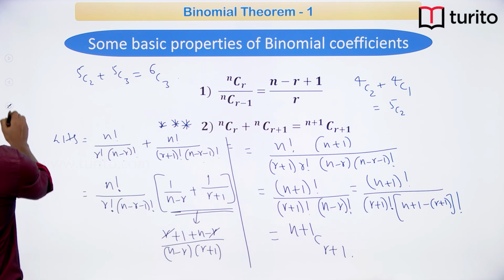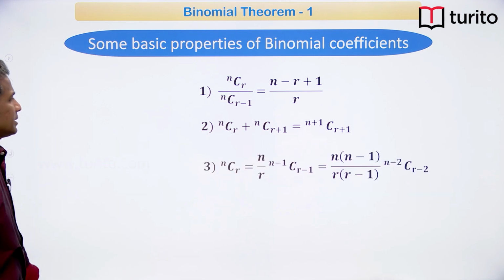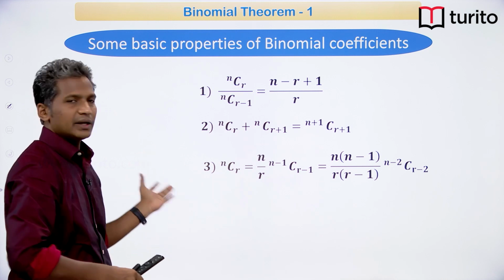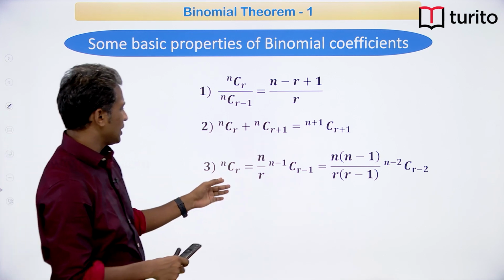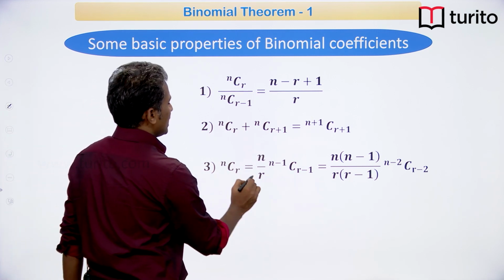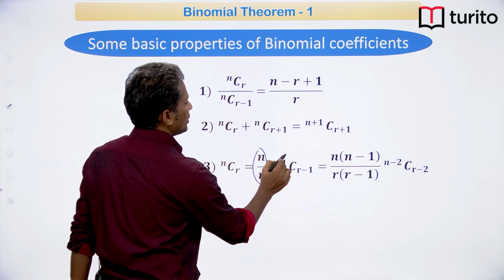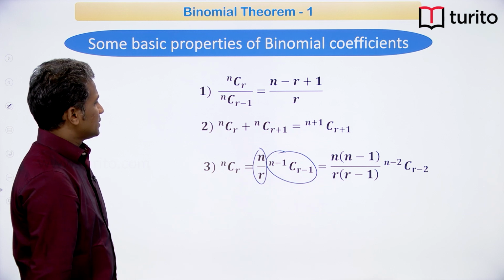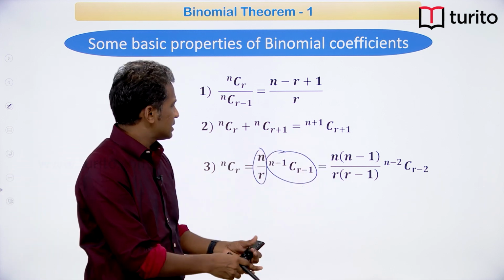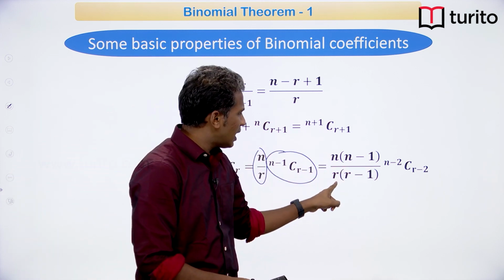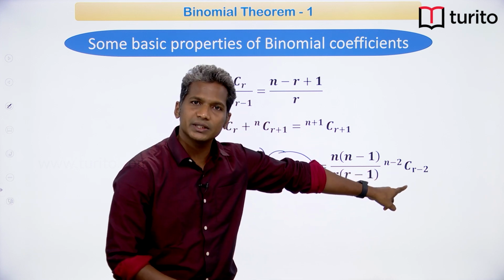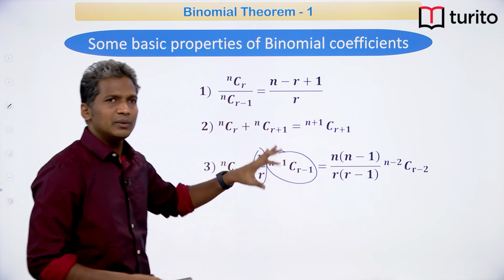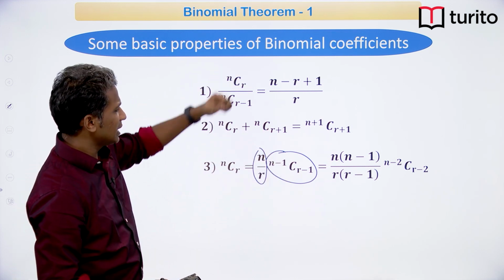Okay. So now there are two more properties. These properties also you can derive based on the same idea. Okay. For example, here it says nCr is equal to n by r into n minus 1 c r minus 1. Okay. So we can also write it as n into n minus 1 by r into r minus 1 into n minus 2 c r minus 2. So these properties also can be derived using the earlier idea.